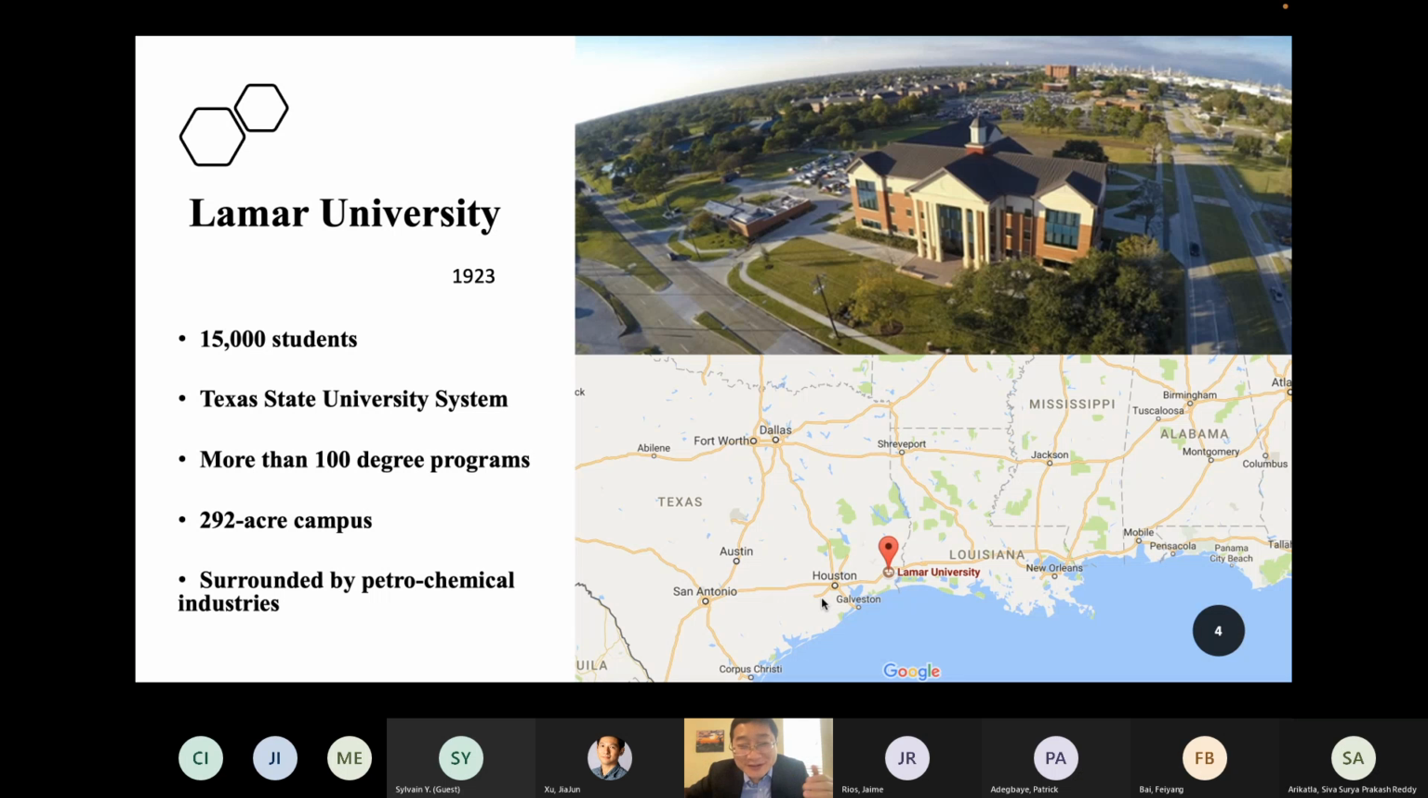Every summer we were very tense. You see the beautiful campus, but the campus was damaged a lot during several of the past hurricanes. Surrounding us, we have lots of petrochemical industries. We have ExxonMobil, Motiva, and Chevron, and many others surrounding us. So it's a very active chemical industry there.